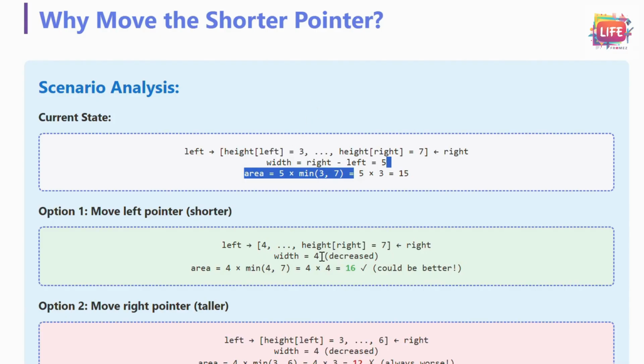So the width is decreased only by 1, but the area is increased in the multiplication. So we got one number better. So this is a better approach.